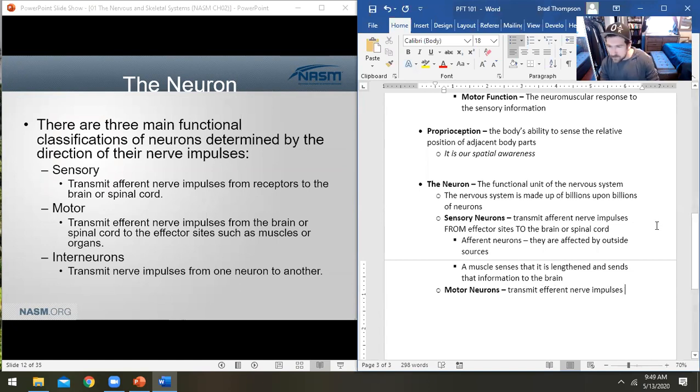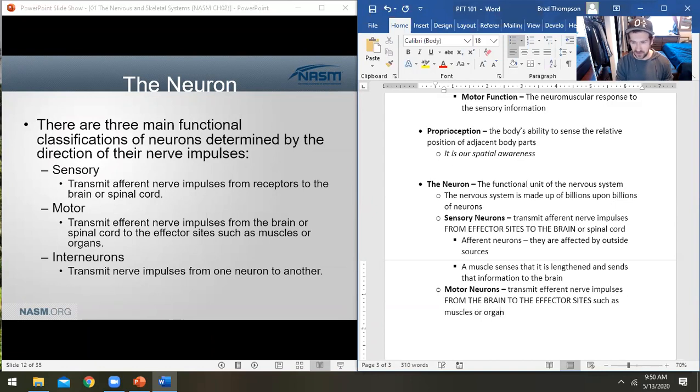Oh, that's not how I want to capitalize. From effector sites to the brain. That's how I do this. Sorry, I forgot how I normally do these notes. From sites to the brain. And then motor neurons go from the brain to sites. So they transmit nerve impulses from the brain to the effector sites, such as muscles or organs, right?